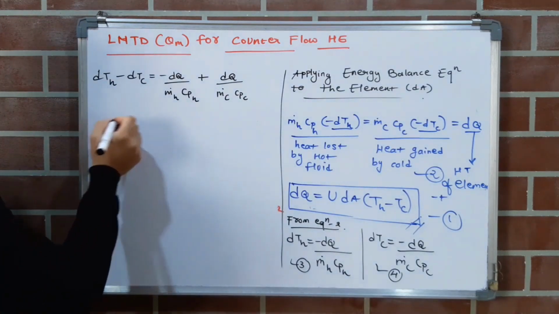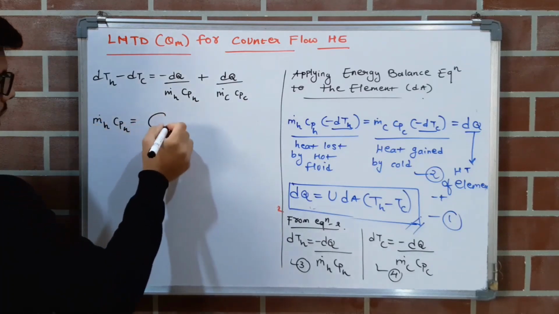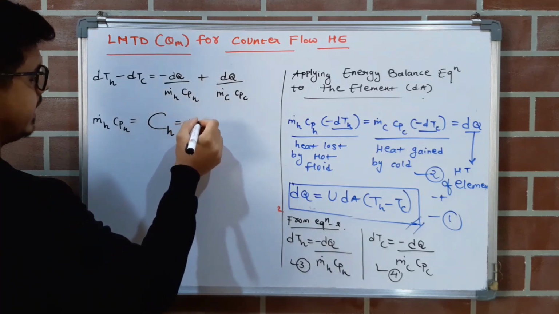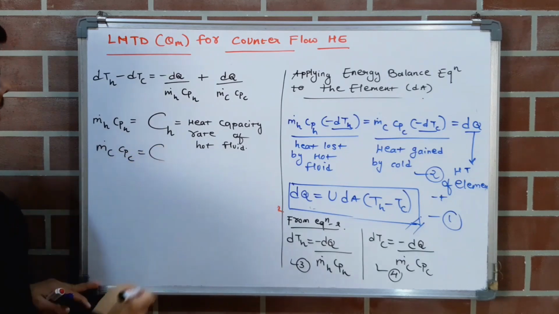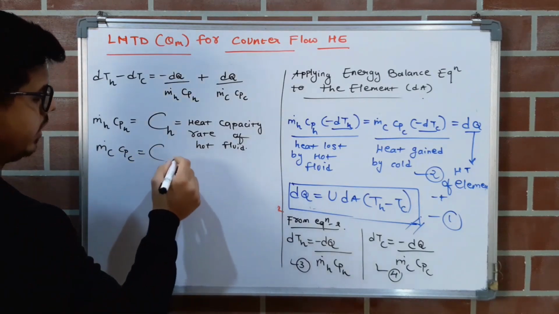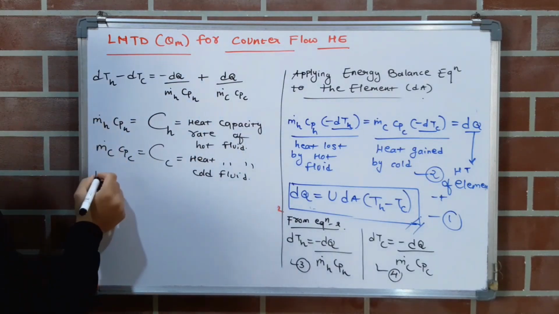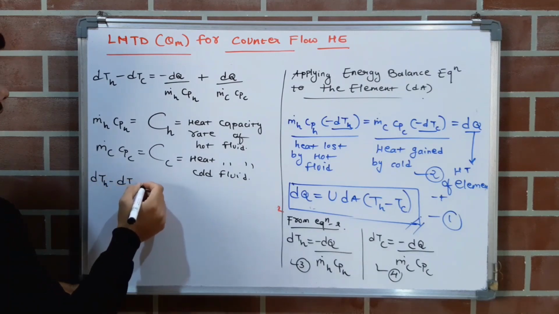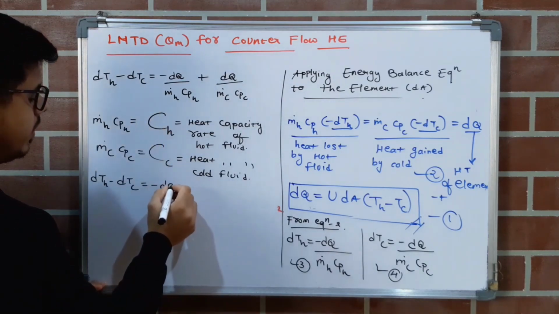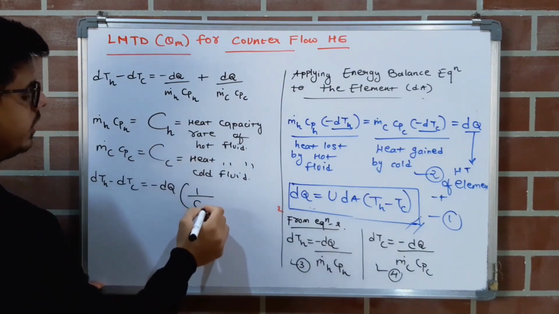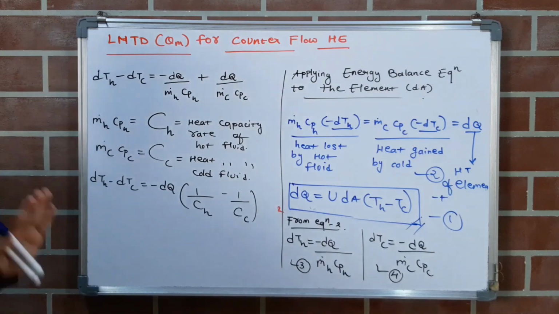So we will reduce this term: m dot h into Cph is equal to capital Ch. It is the heat capacity rate, right? And m dot c Cpc will be the heat capacity rate for the cold fluid. So I will replace these terms by Ch and Cc, right? So this is dTh minus dTc equals minus, here minus dQ will be common, so minus dQ out. So I will get 1 upon Ch minus 1 upon Cc, right? Oh, we got this equation.